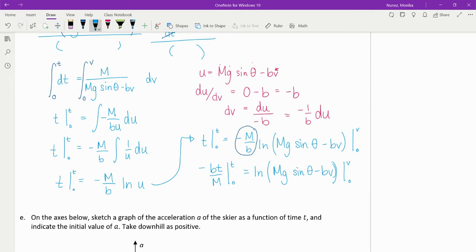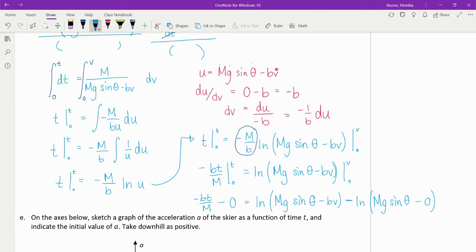When we have limits on our integrals, the way that we handle those is we plug in the upper limit, or the final, minus what we get when we plug in the lower limit. So my left-hand side of my equation would have minus bt over m minus b times 0, that's my lower limit, over m, so that's just 0. On the right-hand side, I have the natural log of mg sine theta minus bv minus the natural log of mg sine theta minus 0.